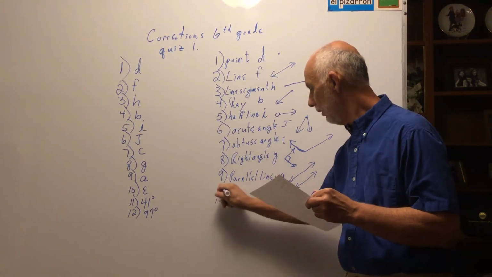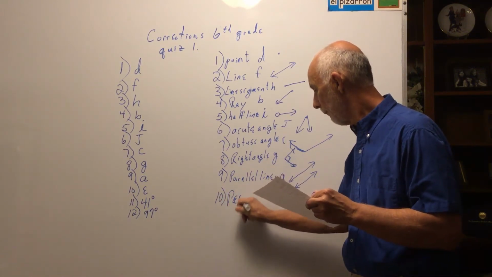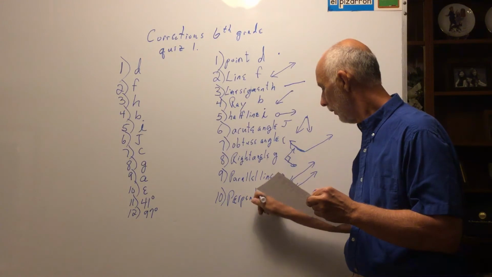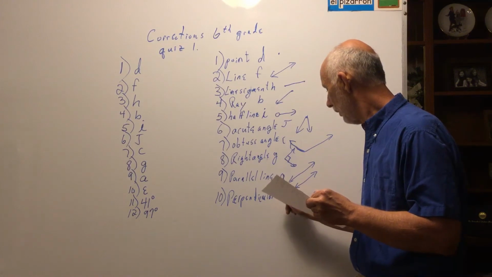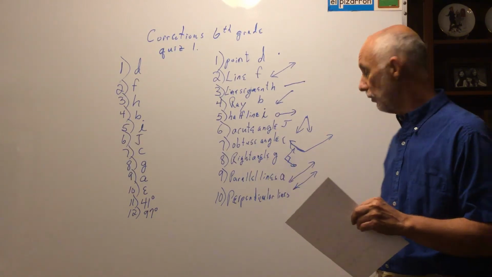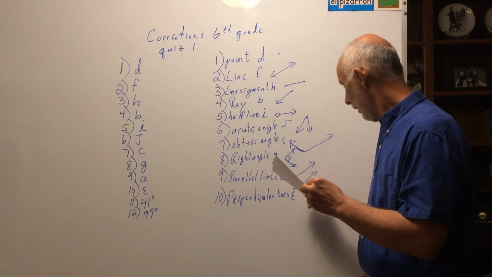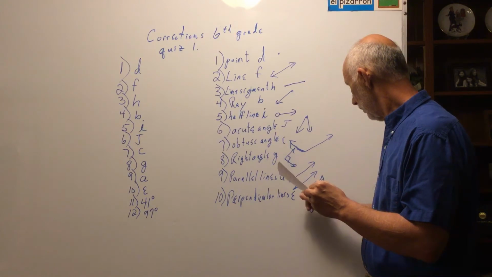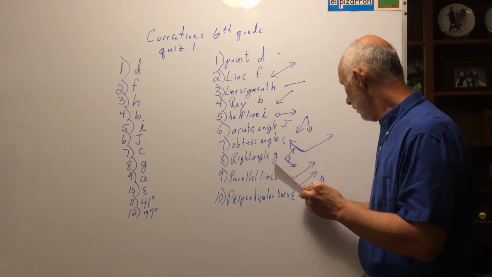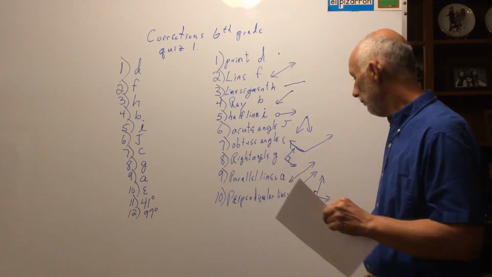And number 10 was the perpendicular lines. Those are the ones that intersect at 90 degrees. And that's the only one left, E. And again, it looked like this. You knew it intersected at 90 degrees because it had the box on the L shape.